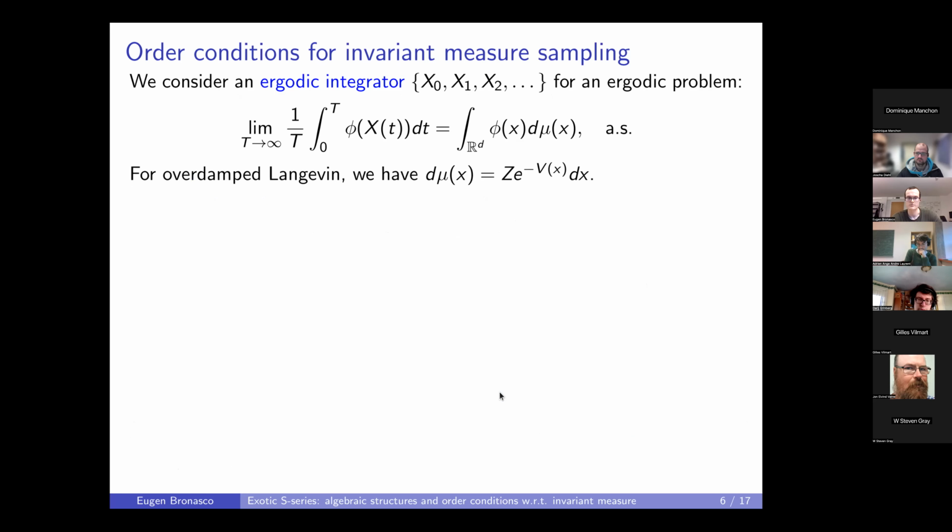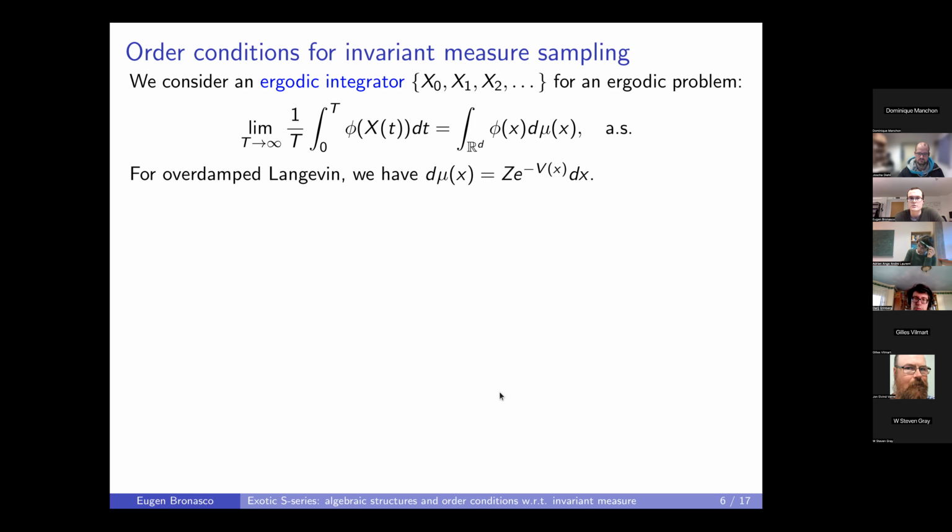Okay, so in the last slide of the preliminaries, we're going to talk about ergodic integrators and ergodic problems, or ergodicity. So in this talk, we consider ergodic integrators and apply them to a certain ergodic problem. And the problem is ergodic if the average over the trajectory can be characterized by a certain invariant measure. And since we work with an overdamped Langevin equation, we have that this invariant measure mu has the following form. So d mu of x is equal to Z times e to the power minus V of x dx. So this V is the potential of the problem, and Z is just a normalizing constant.